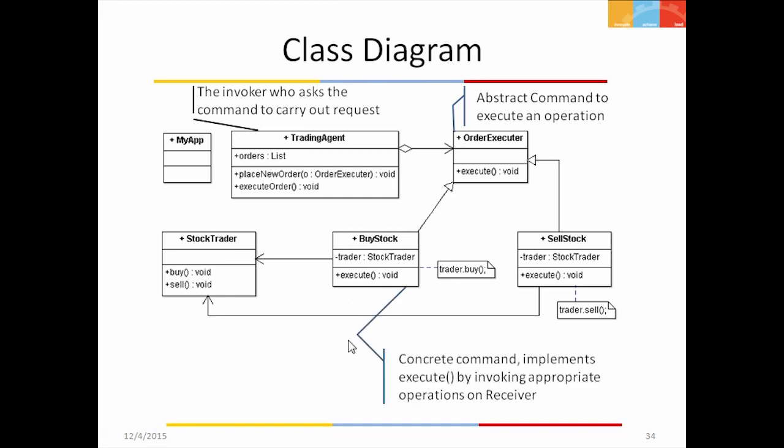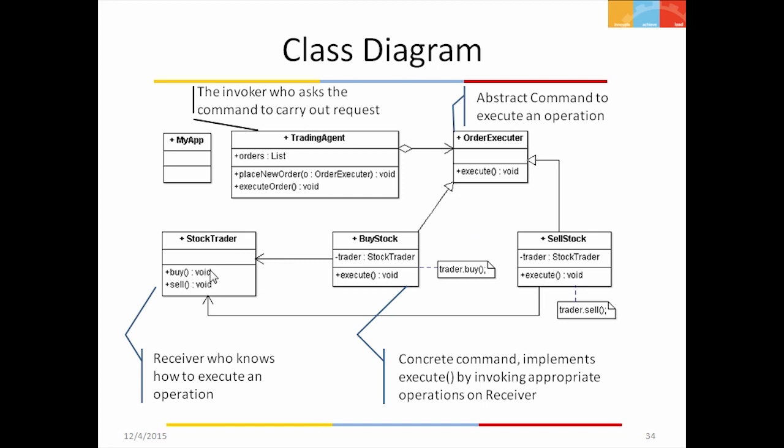Now buy stock and sell stock are essentially concrete commands inherited from the abstract command class, and they implement the execute method. When they implement the execute method, inside it essentially calls the stock trader class. So this is called a receiver.